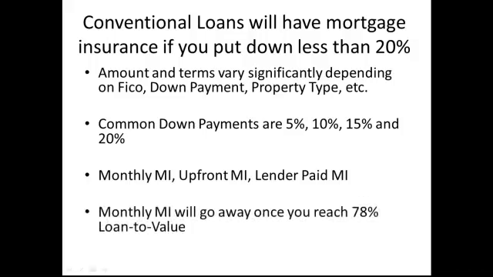So monthly mortgage insurance, of course, will go away once you reach 78% loan to value. You can always call the servicer once you reach 80% and have it removed. But if you forget to call once you reach 80%, it will automatically go away once you reach 78%. So that's an important distinction as compared to FHA mortgage insurance that we reviewed last week, that will generally have mortgage insurance for the entire life of the loan.